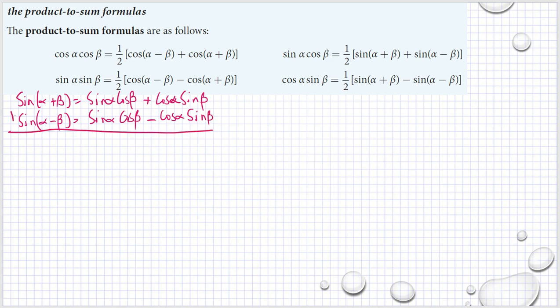So if we add those, this will become zero. Then we have 2 sine alpha cosine beta. I will write this first: sine of alpha plus beta plus sine of alpha minus beta is equal to 2 sine alpha cosine beta. If we divide both sides of the equation by 2, then we will get sine alpha cosine beta, that one.